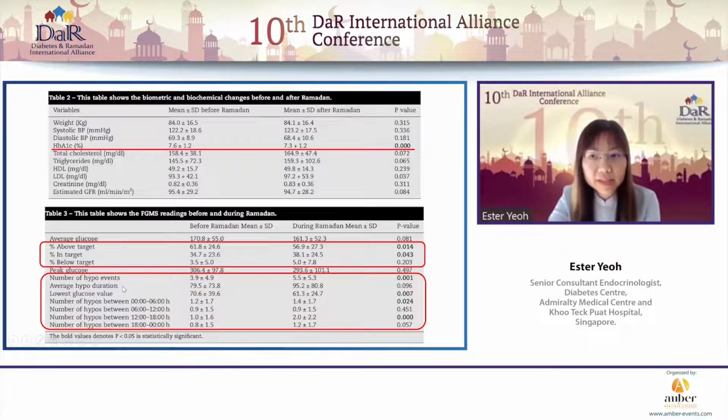it was also found, and I think this provides us greater insights into the risk timing of hypos during Ramadan fasting. You can see that the hypo risk is highest especially in the pre-iftar period, between 12 to 6 p.m., as well as overnight between midnight to 6 a.m.